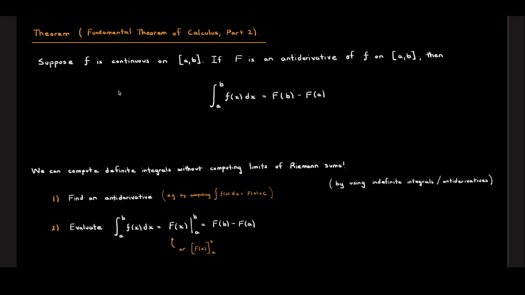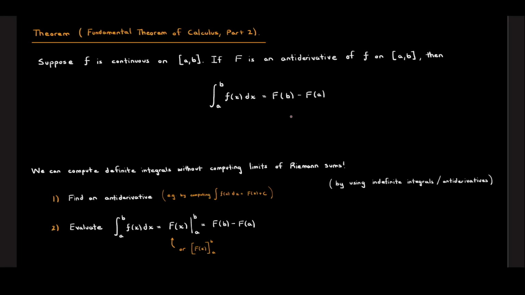Here is the statement of the fundamental theorem of calculus, part 2. This is also called the evaluation part. Let's suppose that you have a continuous function on some interval. Let's call it lowercase f. If you can find an antiderivative of this lowercase f, let's call it capital F, that is, capital F differentiates into lowercase f, then it turns out that the value of the definite integral from a to b of f of x dx, which represents the signed area under the curve f of x, is going to be equal to the antiderivative evaluated at the upper limit minus the antiderivative evaluated at the lower limit.